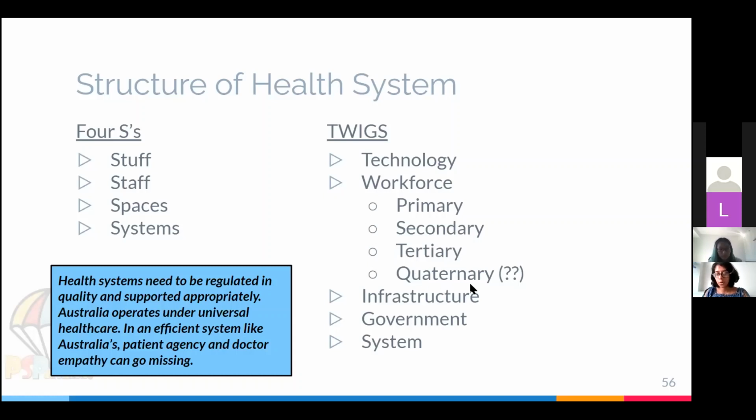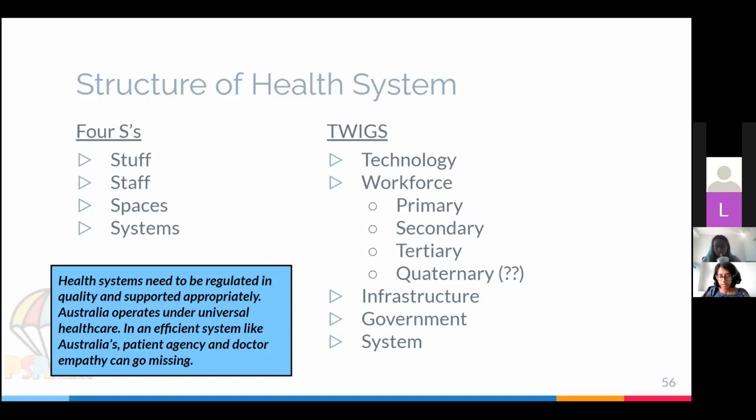But just so you know, quaternary workforce or quaternary medical care is basically the thing above hospital care. It's when you try experiments, for example, stem cell therapy, because it's kind of new, that could be considered quaternary care. It's basically beyond normal hospital care. And then we have infrastructure, which is your spaces.